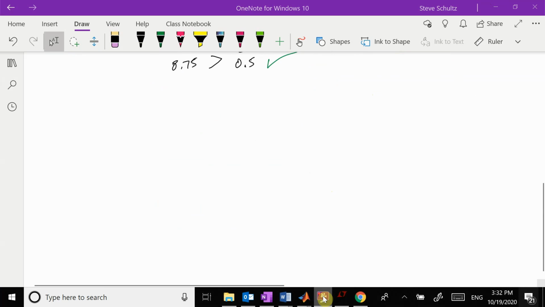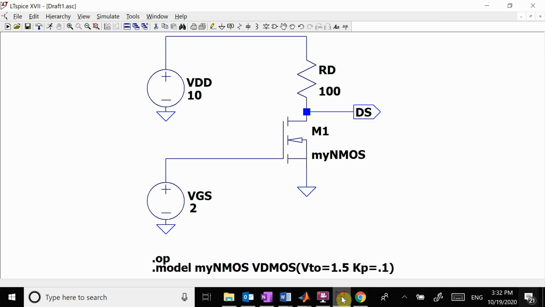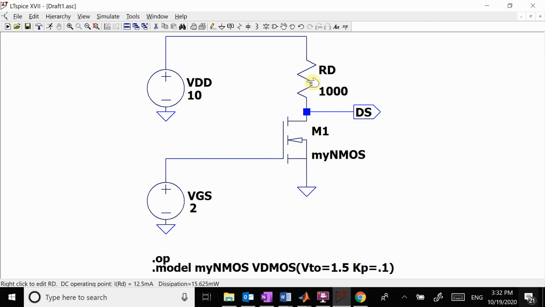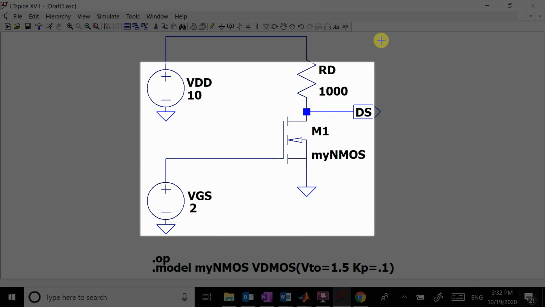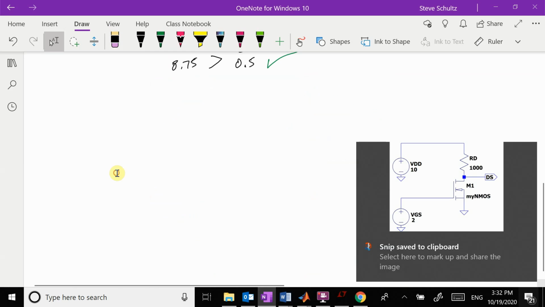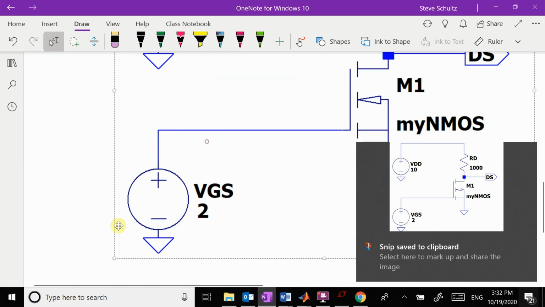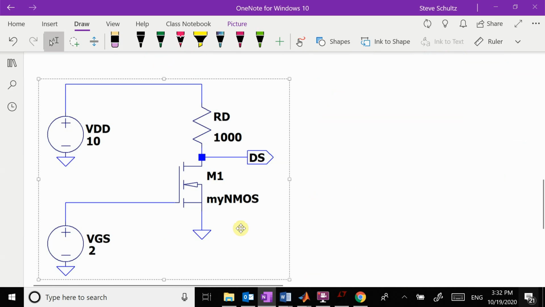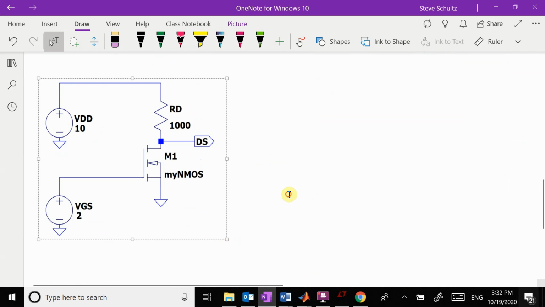Well, now let's try this again, but let's change our circuit so that it's going to throw it out. We're just going to make this 1,000 now. And let's copy this over. Make that a little smaller because that's a little bit on the large size. Then we're going to go through the same thing the same way.